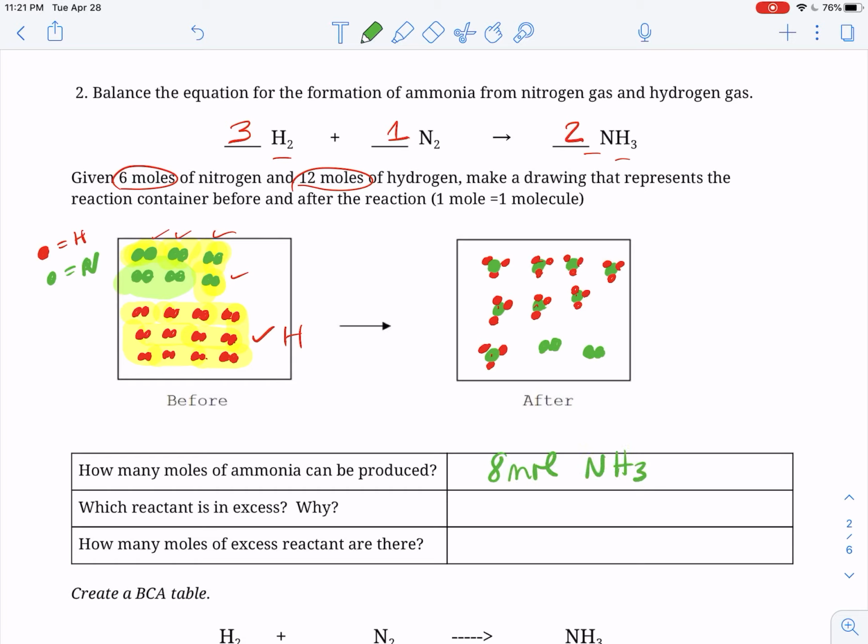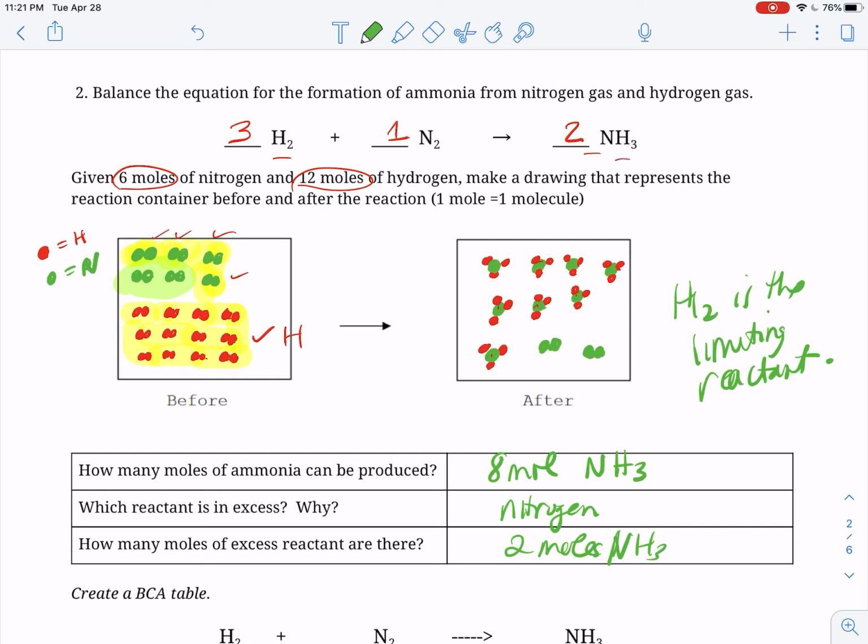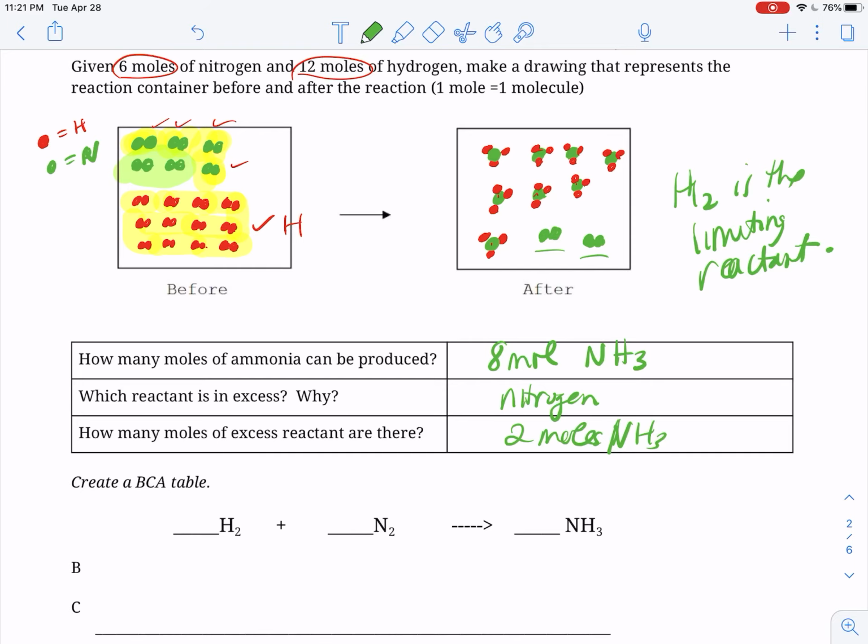Okay, in excess is going to be nitrogen, which means hydrogen is the limiting reactant, because that one ran out first. And then I have 2 moles of ammonia left over. Okay, 1, 2. All right, so that's how you draw it. If you need to draw it for a while, go ahead and keep drawing it. You're going to have to draw 2 more, and then after that, you won't have to draw them anymore.